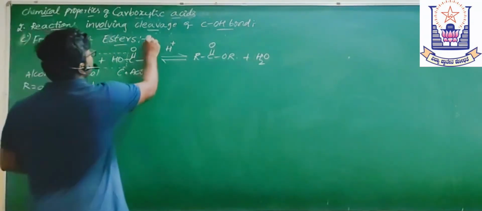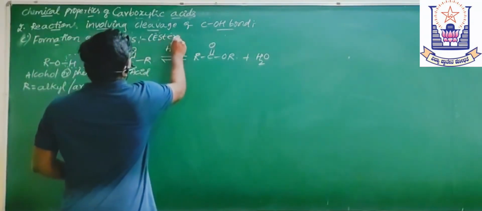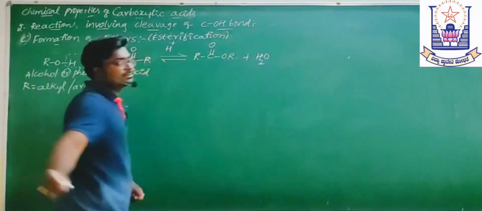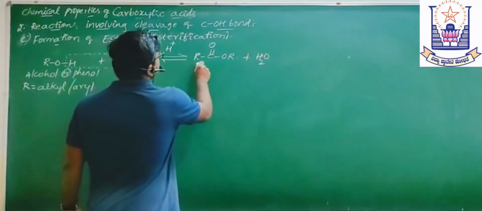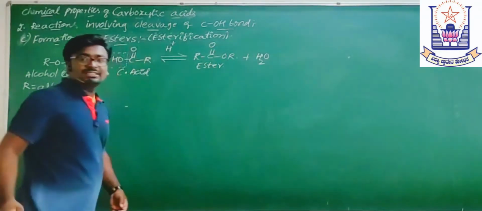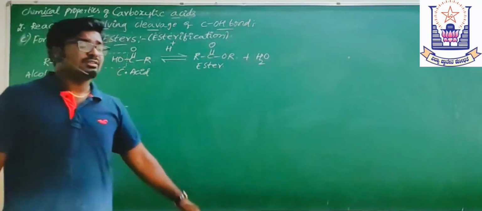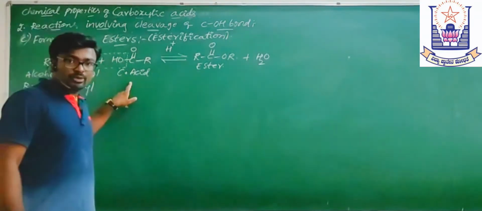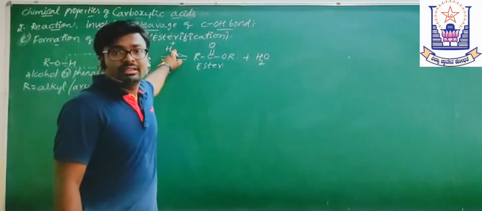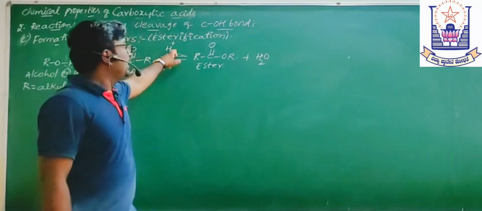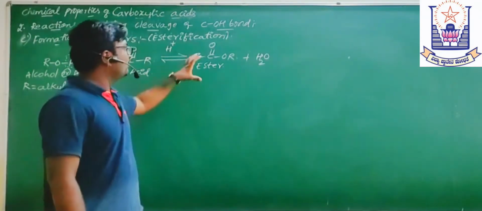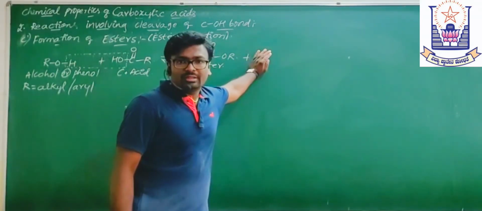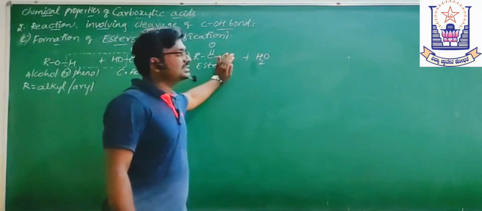What is this called? This is called esterification reaction. This reaction is called as esterification, and this product is ester. What is esterification? The formation of esters by treating the alcohols or phenols with carboxylic acids in the presence of an acid. Okay, and this is a reversible reaction. After getting the ester, you have to immediately remove the water molecule, or else it will react with this.